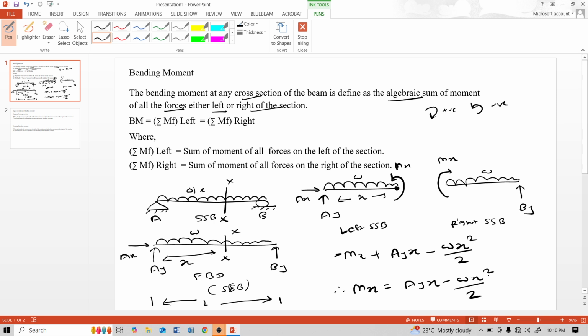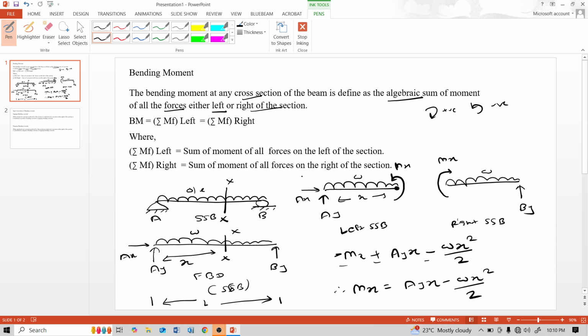And see the definition now. The bending moment Mx at cross section XX is defined as the algebraic sum of moment of all the forces, positive and negative, either left of the section. We take the left side of the beam, or you may take the right side of the beam, right side of the section. So this is the bending moment.